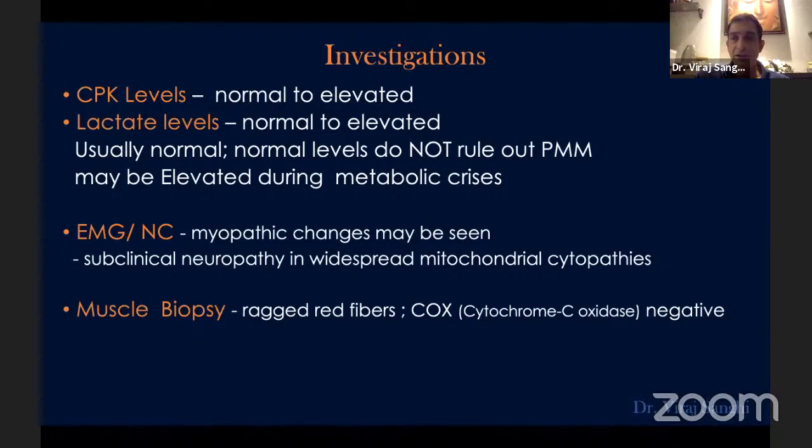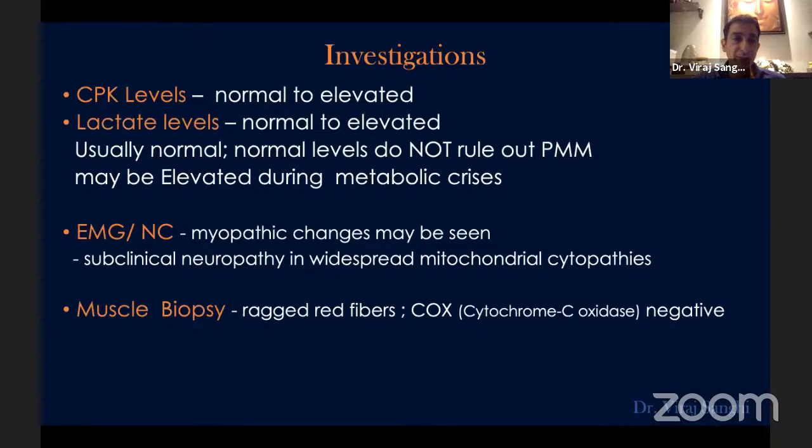The EMG and nerve conduction studies may show you features of primary myopathy, and you may see myopathic changes. Classic myopathic changes may be seen. You may also get features of a subclinical neuropathy in patients with myopathic disorders. So keep that in mind. You may get a subclinical neuropathy as well because there's widespread multi-system involvement in mitochondrial diseases as well.